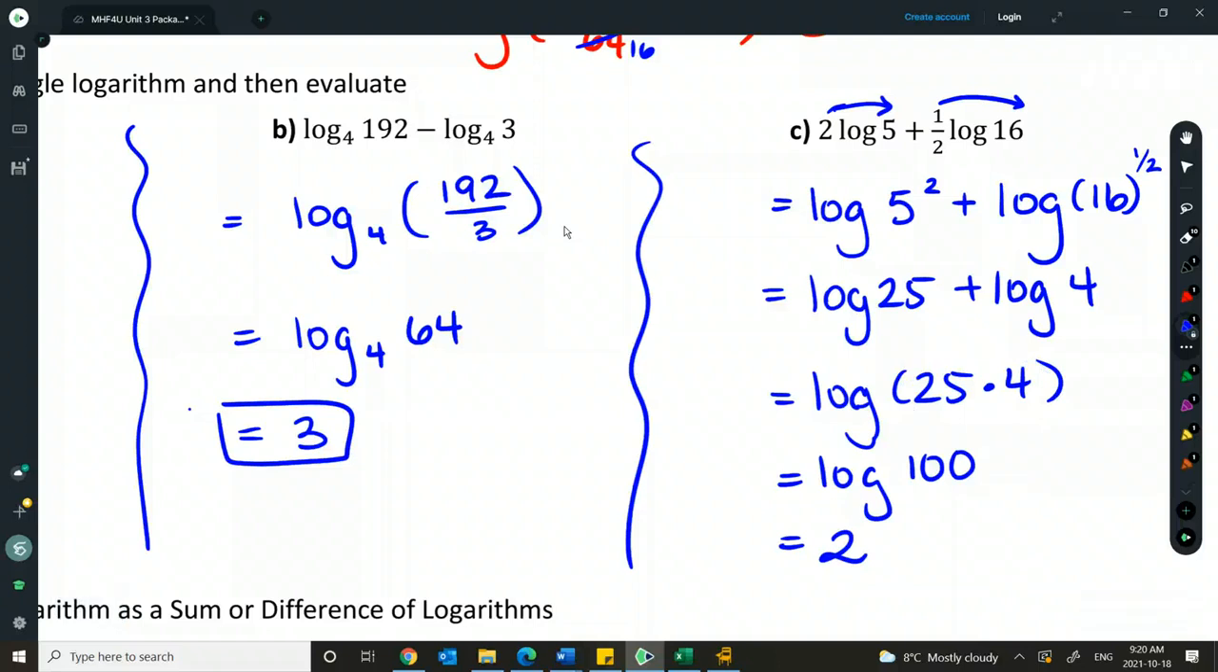That's 100, and we know that the understood base here is 10. So 10 to what exponent equals 100? Would be 2. That's why the answer to this logarithm is 2.